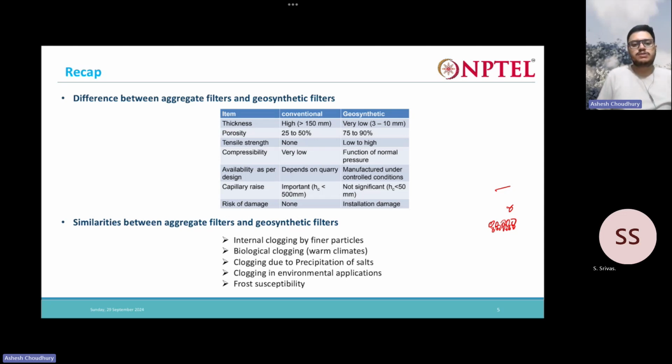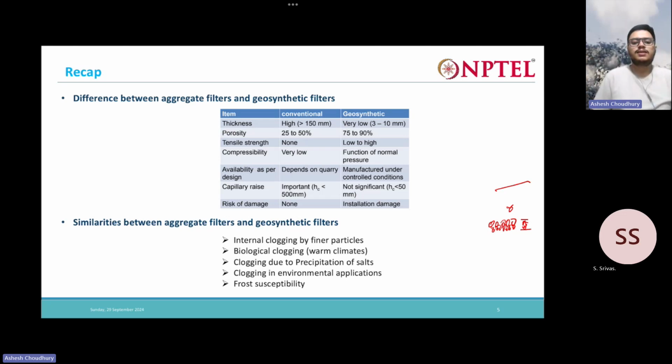Now what are the differences between conventional aggregate filters and geosynthetic filters? Okay, so let us see. What is the thickness of your conventional filter? It is very high, approximately around 150 mm. But geosynthetic thickness is very low, only 3 to 10 mm generally. So you can see a lot of thickness versus a very minimal thickness if you place a geosynthetic.